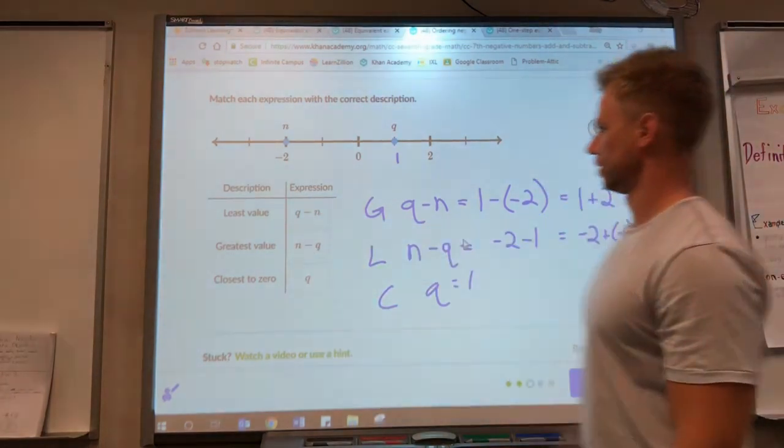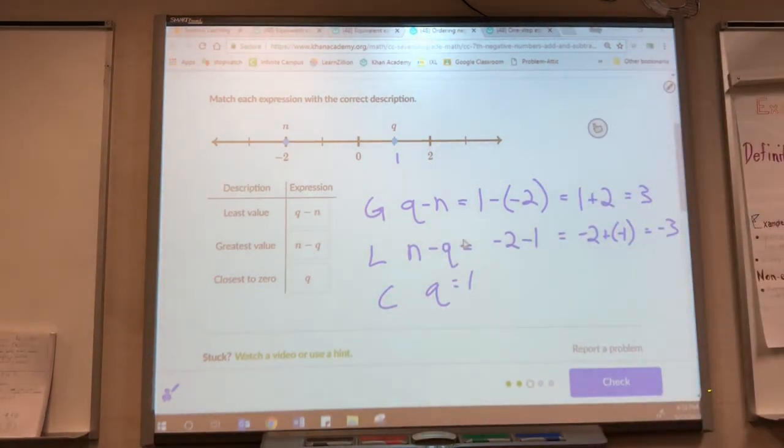So we need to move the top one down. Q minus N needs to be greatest, then N minus Q is the least, and Q is closest to 0. Awesome.